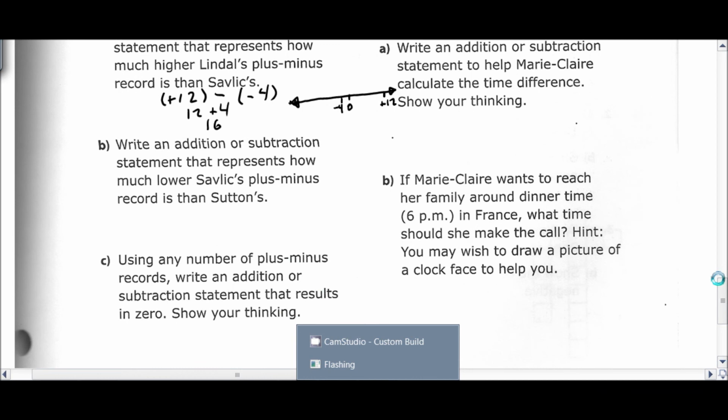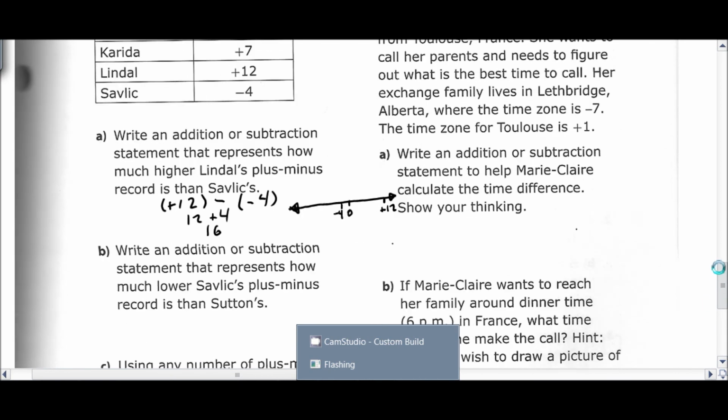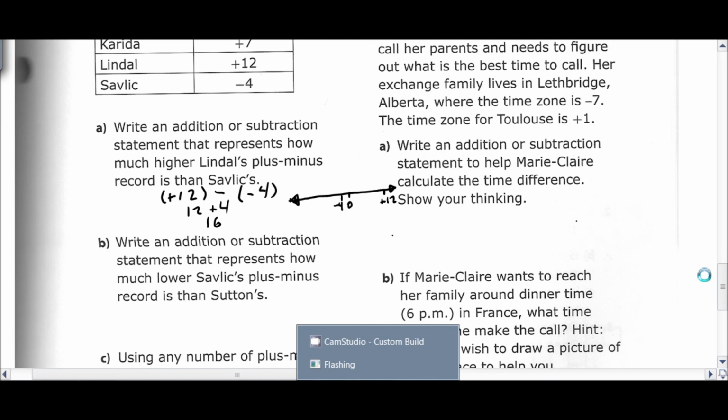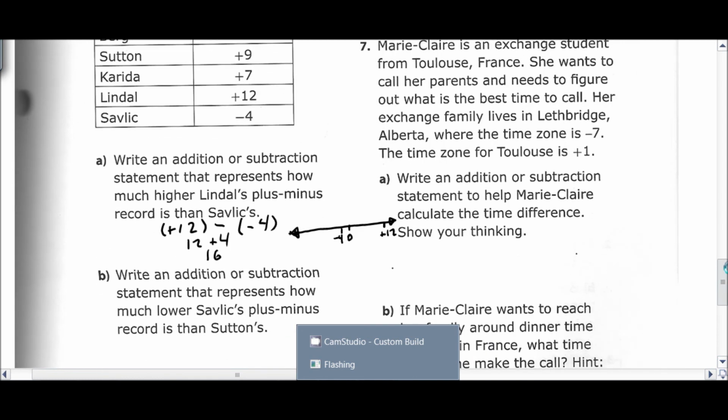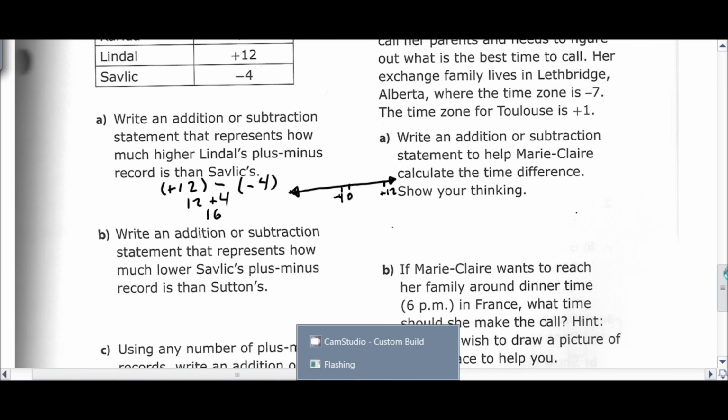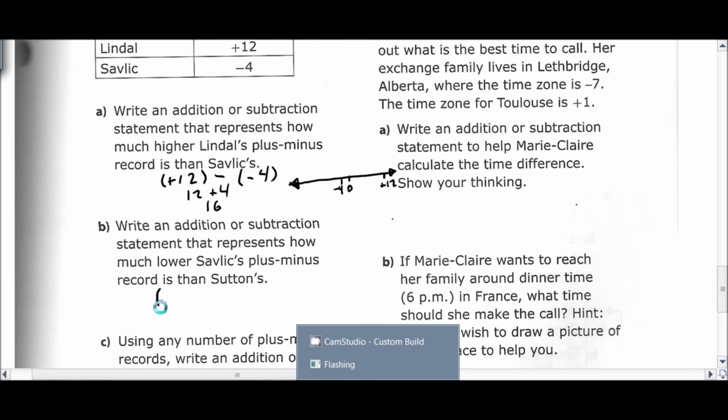B, write an addition or subtraction statement that represents how much lower Savlik's plus minus record is than Sutton's. Well, again, it's asking us for a difference, because it's asking how much lower. So we're going to look here. Savlik's is minus 4, and Sutton's is plus 9. So let's do positive 9, take away negative 4. Rewrite as an addition statement. So this is 9 plus positive 4. And we get positive 13 as our answer.